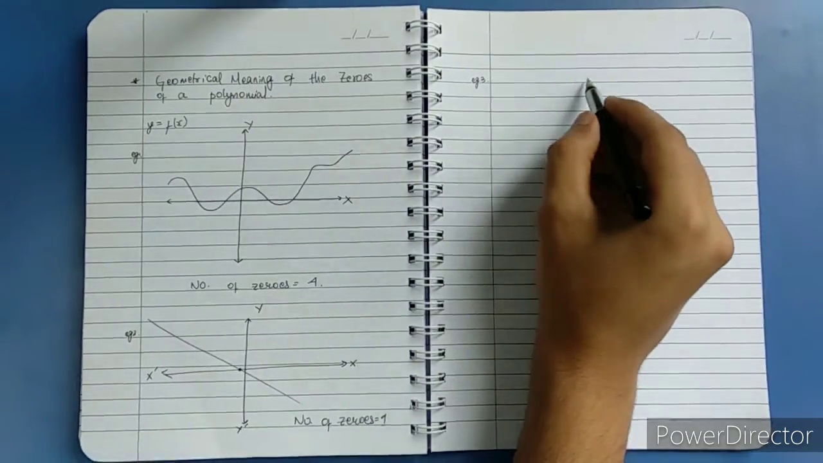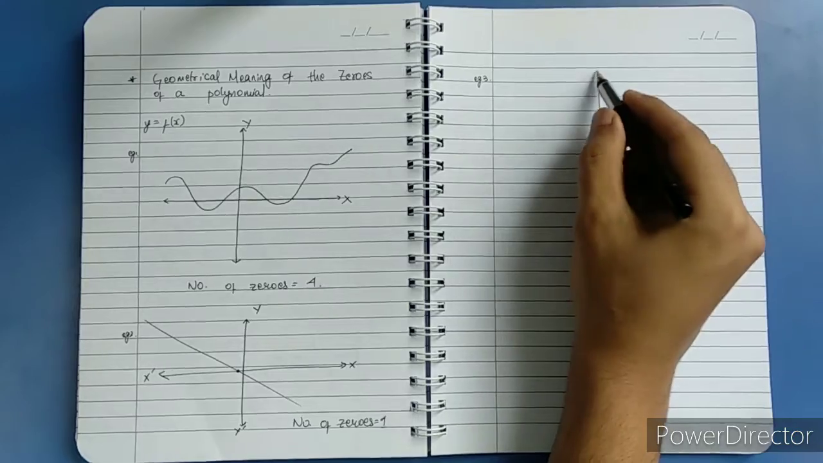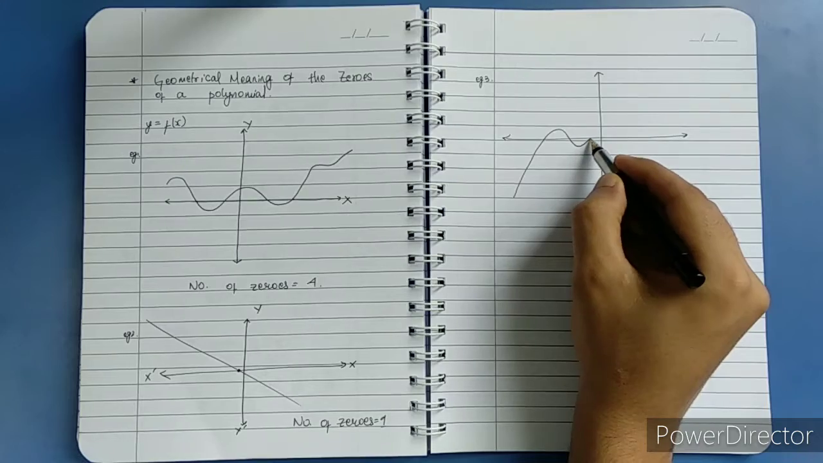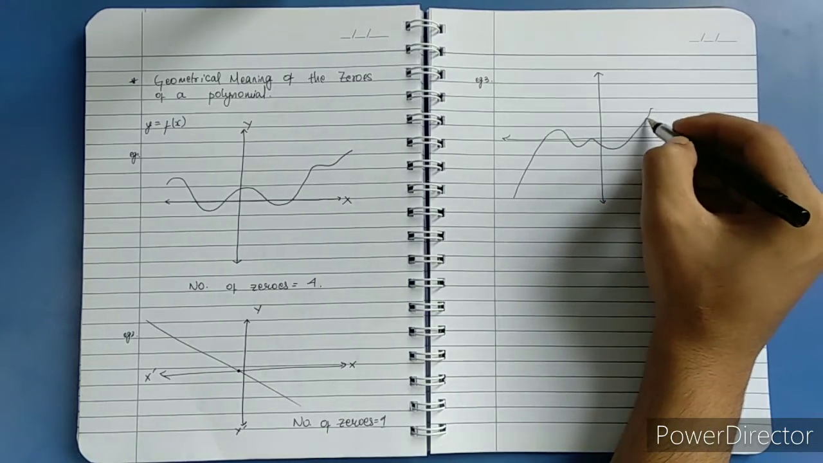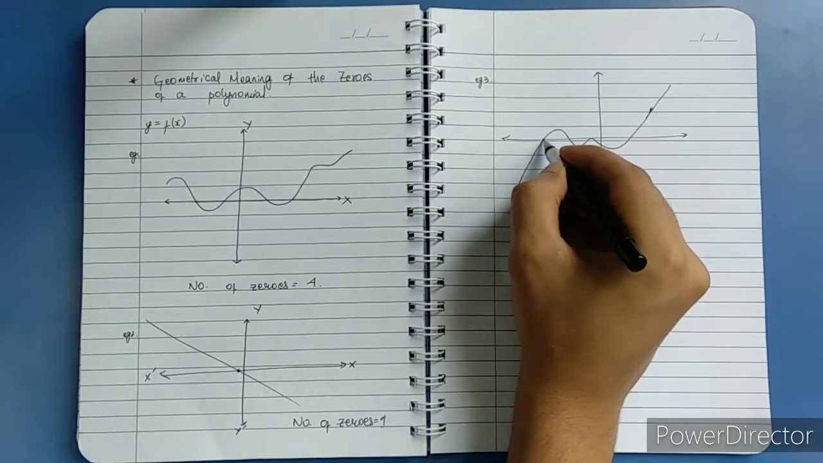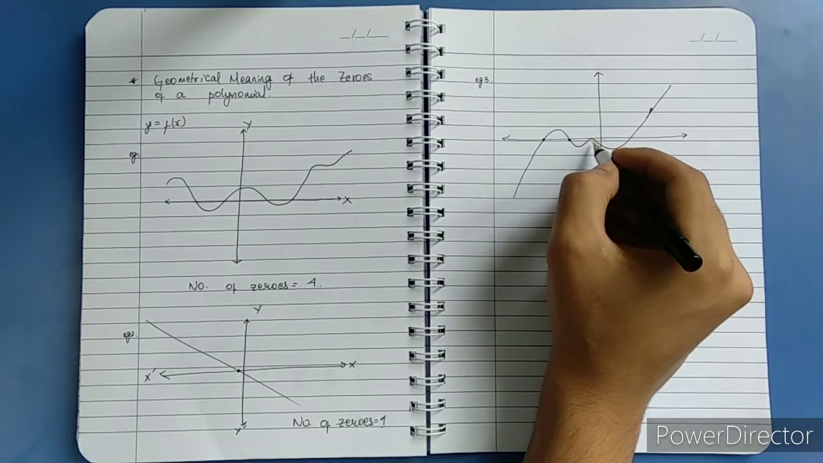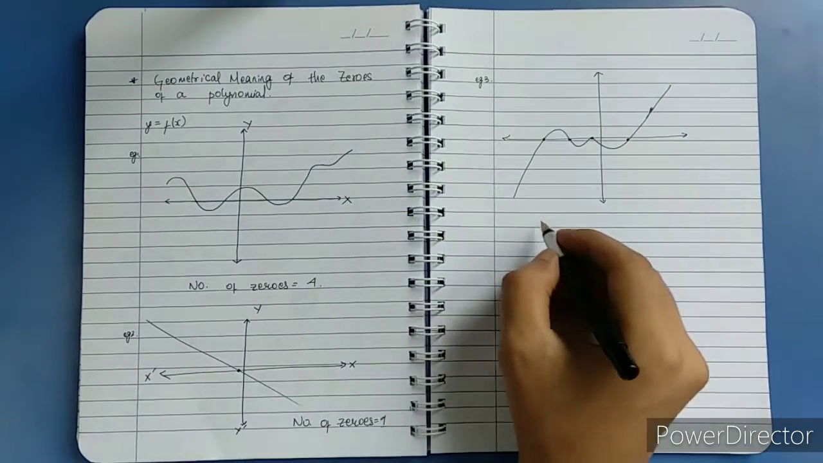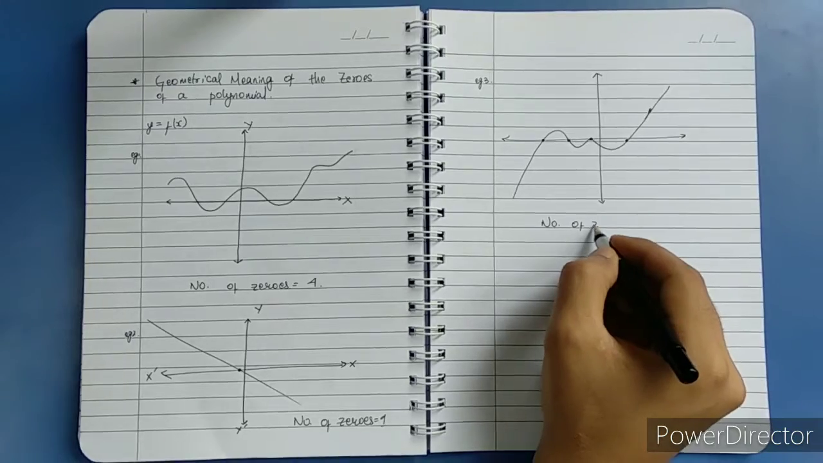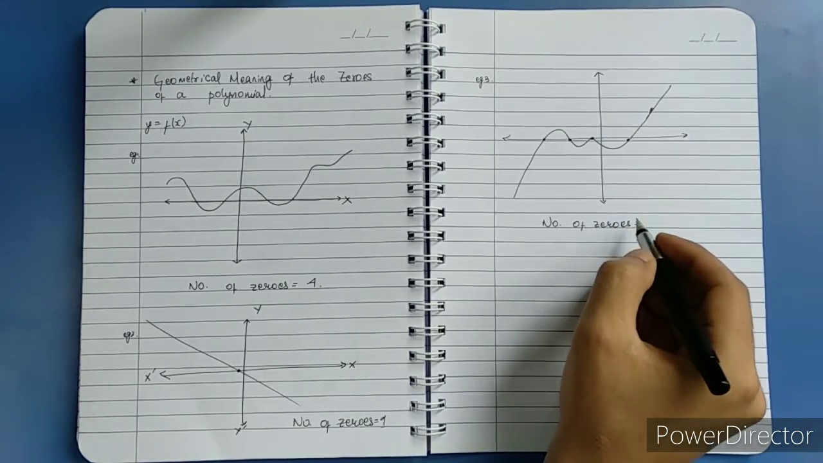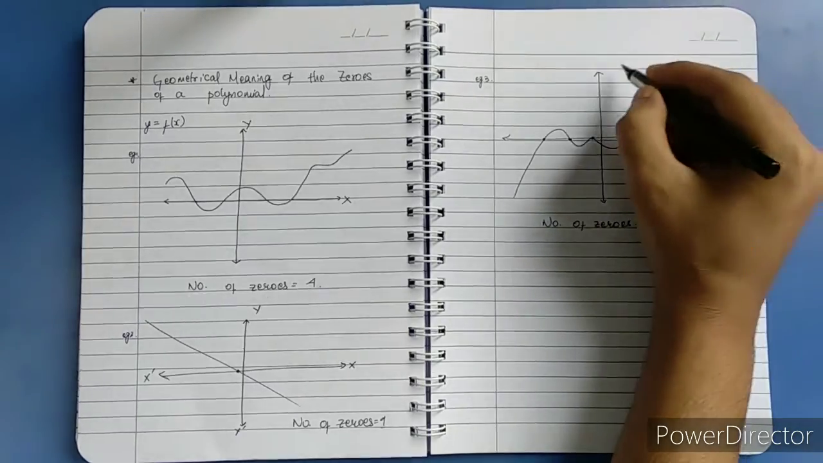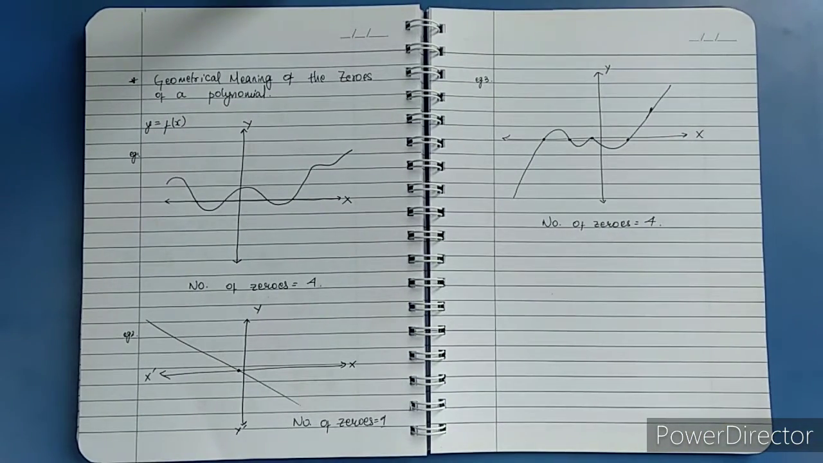Example 3. Say we have a graph like this. Then 1, 2, here this is touching the x-axis, so 3 points, and with this 4 points. So number of zeros is equal to 4. So the number of times the graph either touches or cuts the x-axis is called the number of zeros.